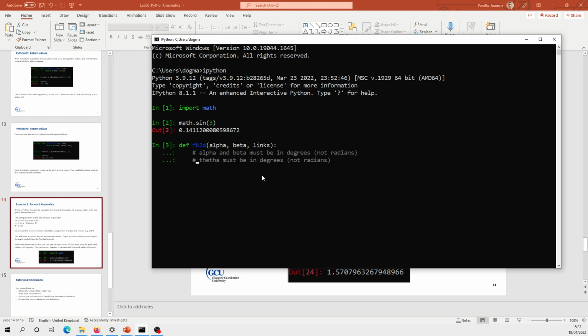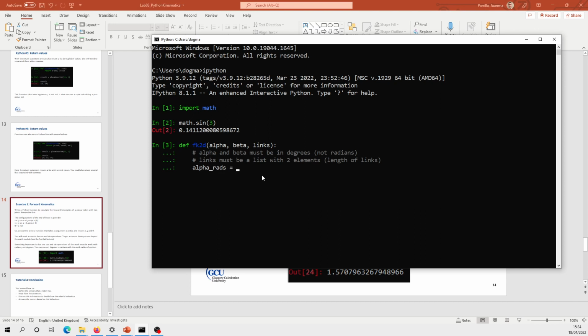And we can also write a second comment, for example, to say links must be a list with 2 elements, the lengths of the links. So the person in the future who is going to work with this is going to read these comments and say, okay, alpha and beta need to be in degrees, and links needs to be a list. Fine. The next thing that we need to do is calculate the values of these angles in radians, because that's what Python is going to use.